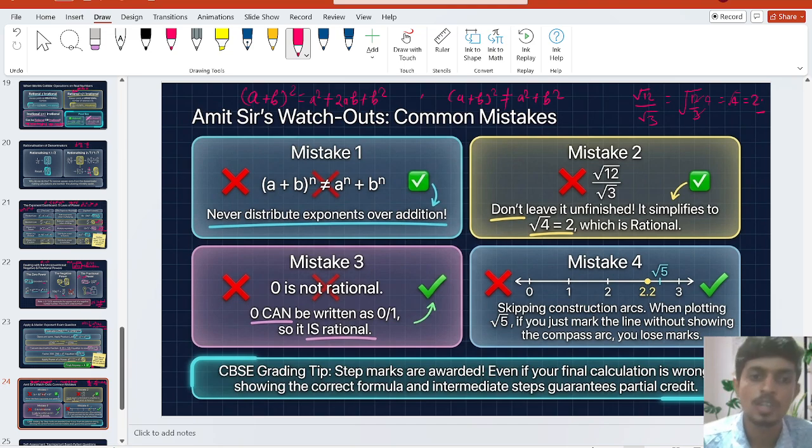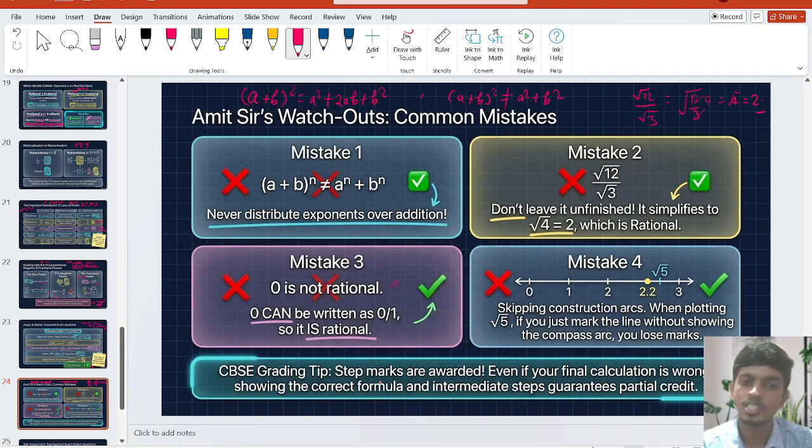Mistake 3: saying 0 is not rational. 0 can be written as 0 by 1, so it is rational. Mistake 4 is skipping construction marks. When plotting root 5, if you just mark the line without showing the compass arc, you lose marks. I told you already how to represent under root 5 on the number line.